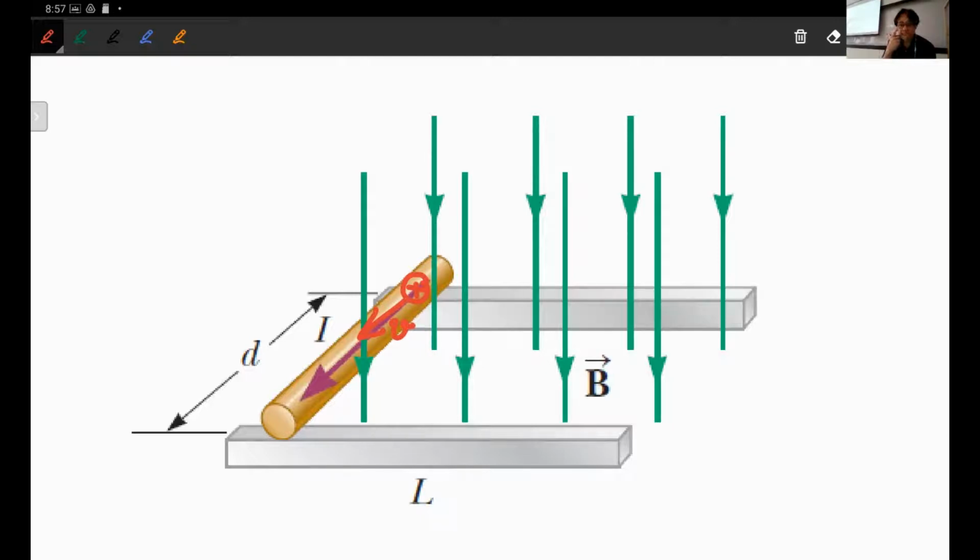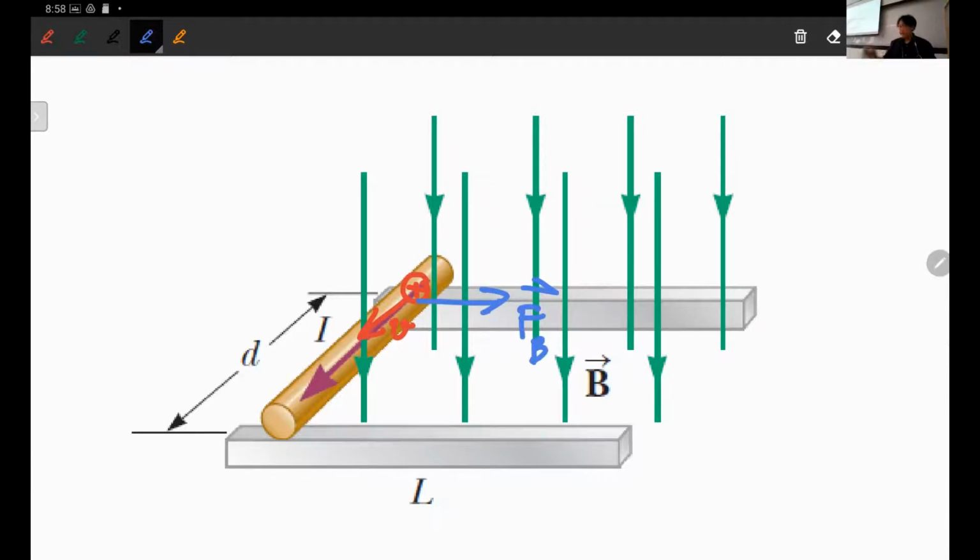Once again, velocity, and your magnetic field vector is pointing down. So you go ahead and just curl your finger. Your thumb points this way. Here we go. With me? Agree?